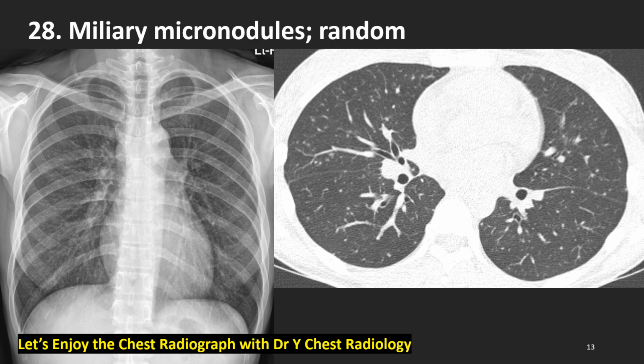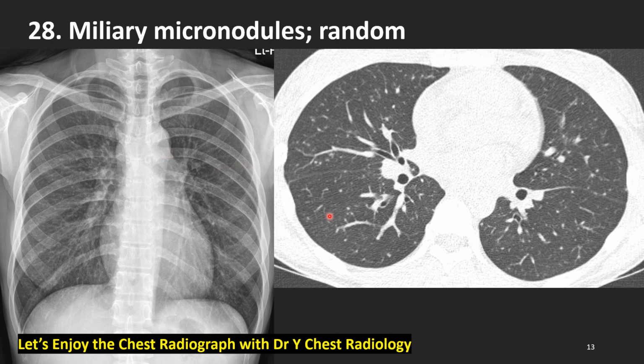Let's go to the miliary nodules, miliary micronodules of random distribution. Do you see something here? Something here? Many tiny nodules all around the lung. And do you see lymph node here? Right paratracheal stripe obliteration and more density in AP window. So this is mediastinal, a little widening, lymphadenopathy.